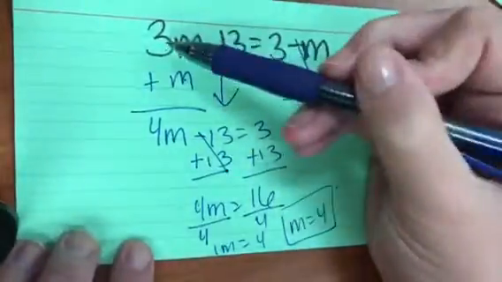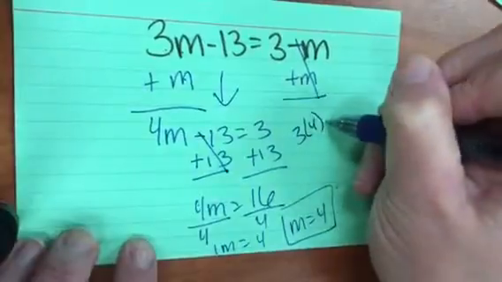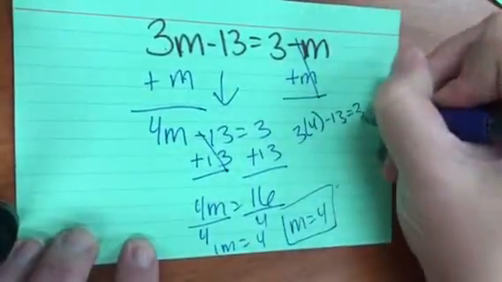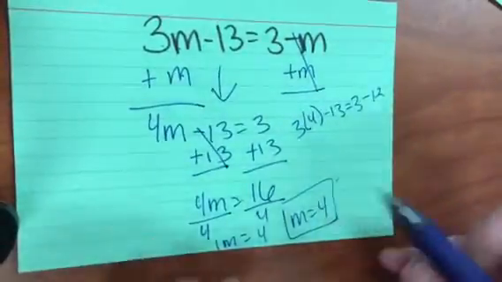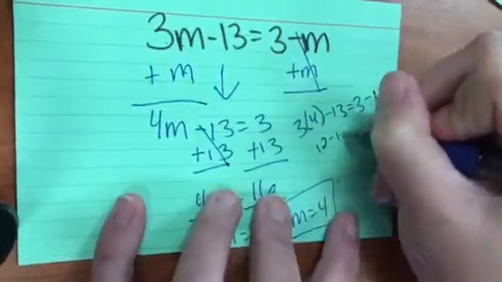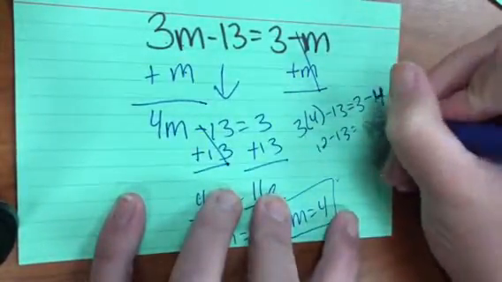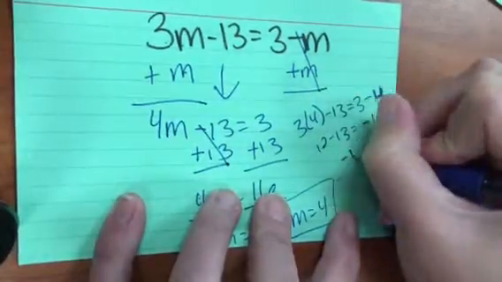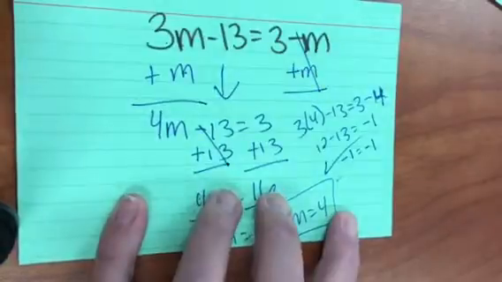So then you'd have 3 times 4 was 12. So if we plug this in, 3 times 4 minus 13 equals 3 minus... Is that what we're doing? No, 4. It's 4. My mistake. So 3 times 4 was 12 minus 13 equals, this was a 4, 3 minus 4, which was -1. -1 equals -1. There you go. Boom. Done. It worked. Let's do another couple problems.